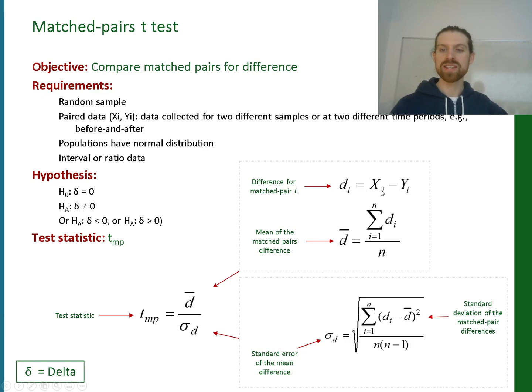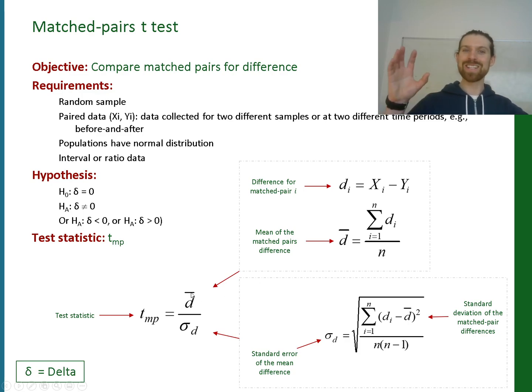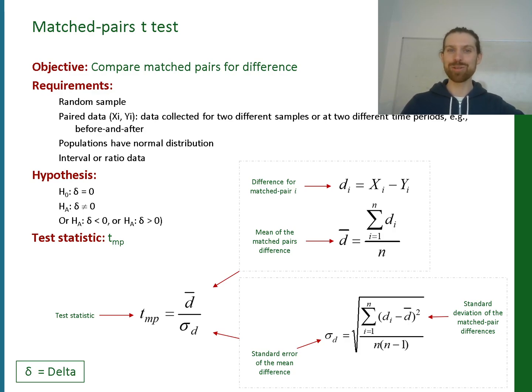So imagine we have entity i. We need the data point for X, which could have been a year ago, and the data point for Y, which is this year. We subtract them to get the differences. Then we sum them all up and divide by the number of data points that we have. This is how we get the mean value of the matched pairs differences. It sounds really complicated, but it's not. It's literally finding the mean difference across all of those pair combinations that we've got.